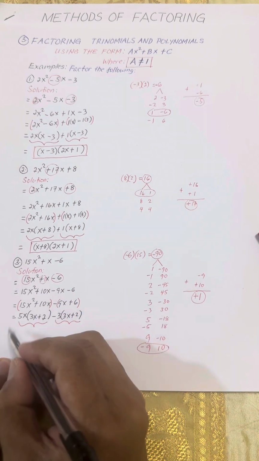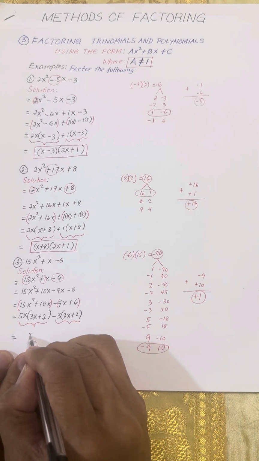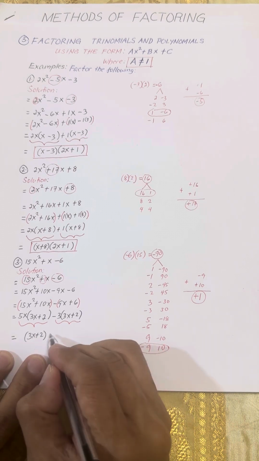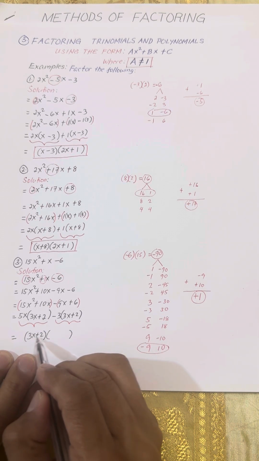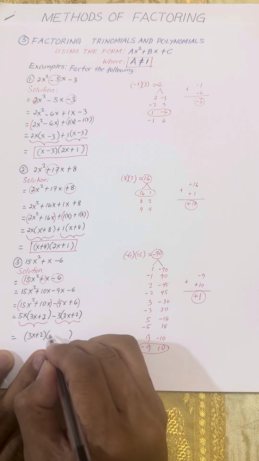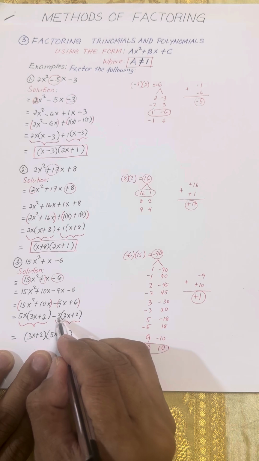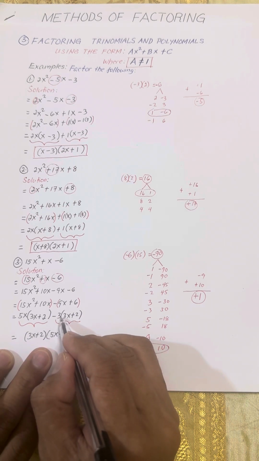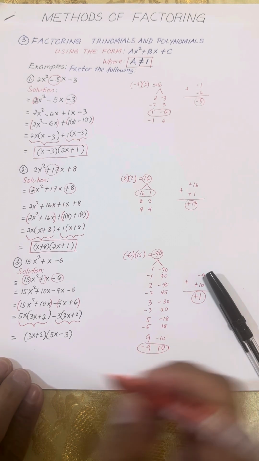If you look at the two groups, they have a common factor, which is 3x plus 2. So 3x plus 2 is common in both groups. The first group divided by this common factor leaves 5x. Then here we have minus, so for the second group, divide by the common factor, and what is left is 3. Okay, so these are the factors.